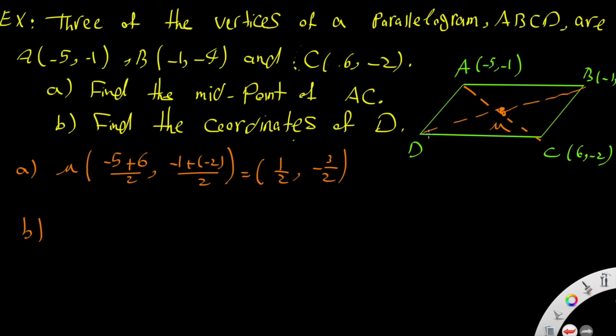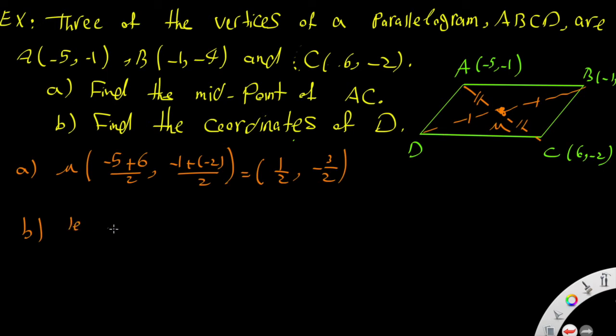We know that it is one of the major properties of a parallelogram. Diagonals meet each other at the center and they are actually bisectors of each other. So this part is equal to this part and this will be the same as this. So M, which is the midpoint of AC, is also the midpoint of BD.